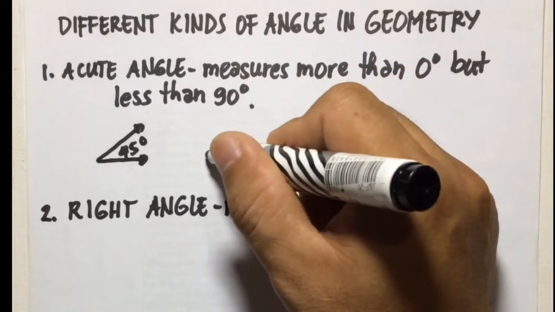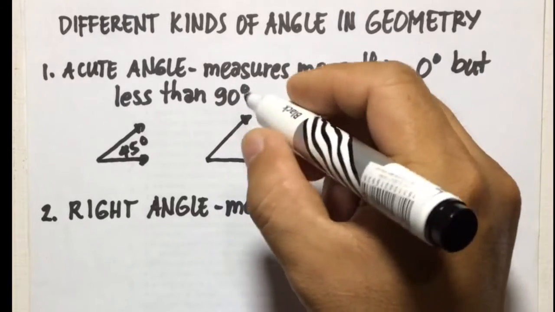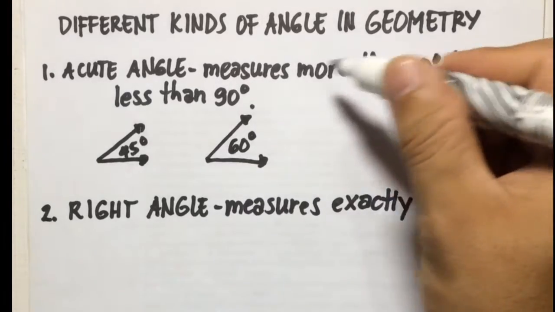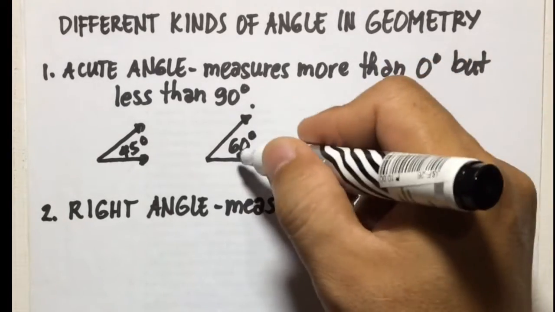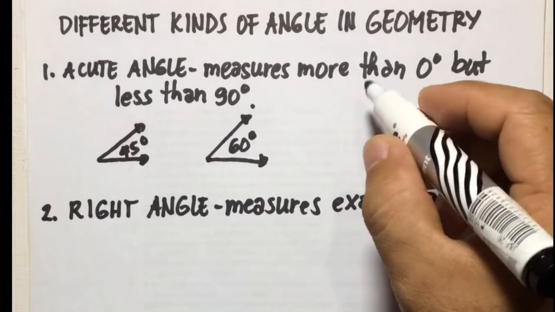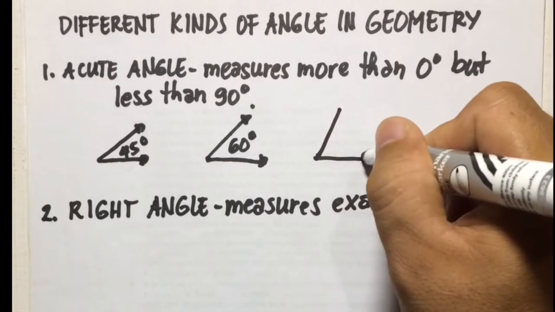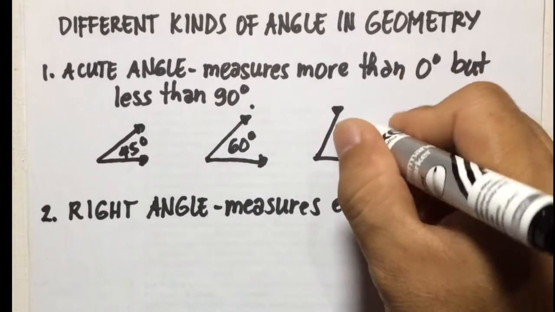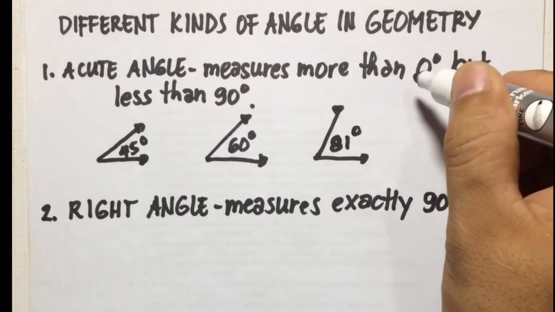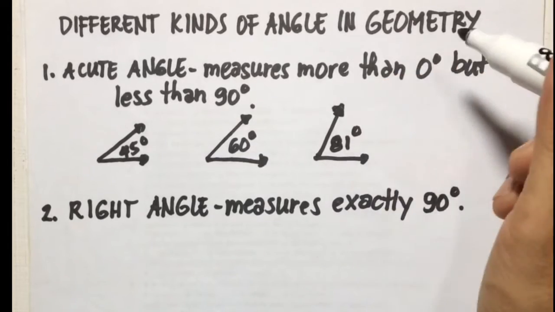Another example, let's have this angle here. Let's have this one as 60 degrees. So this is 60. This is more than 0 but less than 90. So this is an acute angle. Okay, another one, let's have this angle here. Let's have this one as 81 degrees. So less than 90 but more than 0. So this is an acute angle.